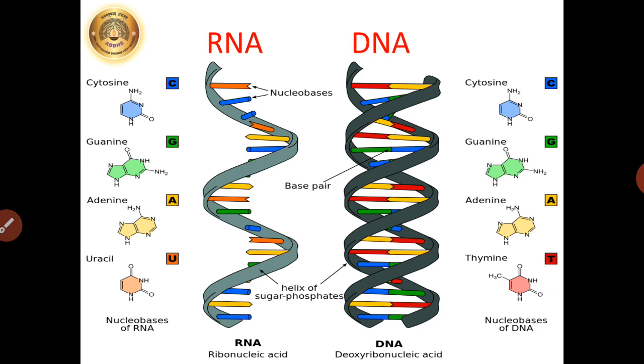DNA contains the 4 nitrogenous bases: cytosine, guanine, adenine, thymine, and RNA contains cytosine, guanine, adenine and uracil. In place of thymine, uracil is present in RNA.